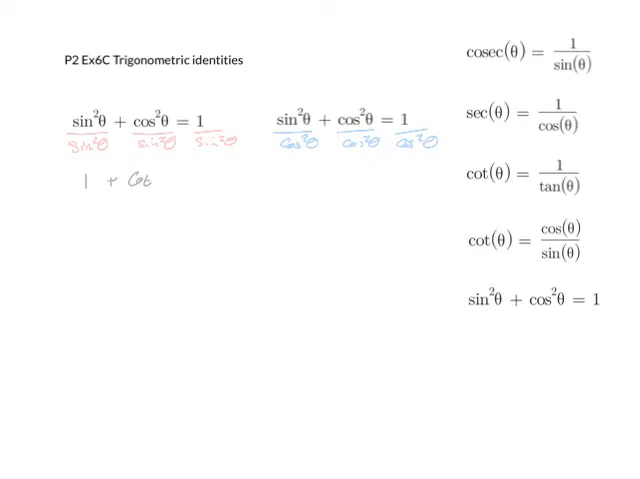Now if we rearrange or relabel the equations, cos over sine is cot, so cos squared over sine squared is cot squared. 1 over sine squared is cosec squared. And sine over cos is tan, so sine squared over cos squared is tan squared. We rearrange these equations, we get two brand new identities.